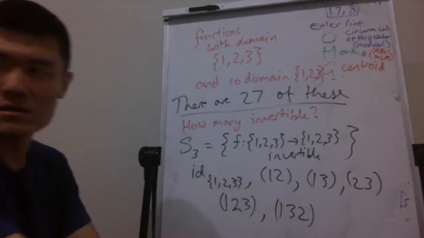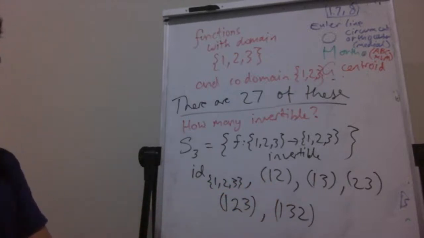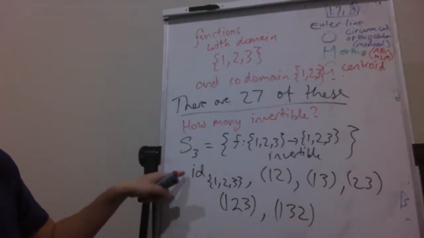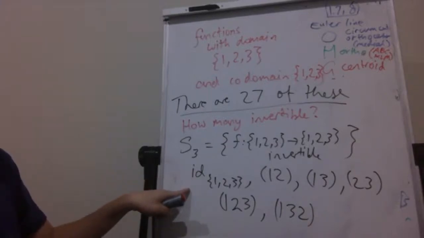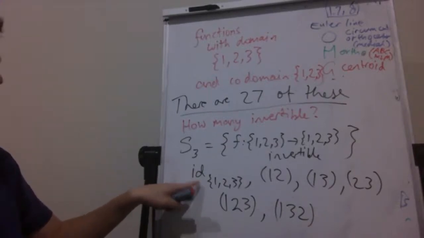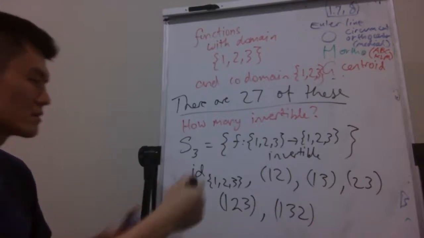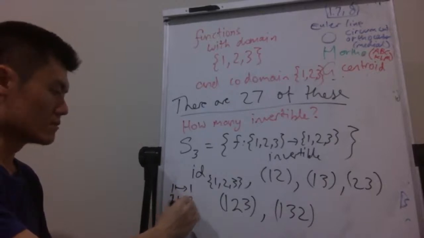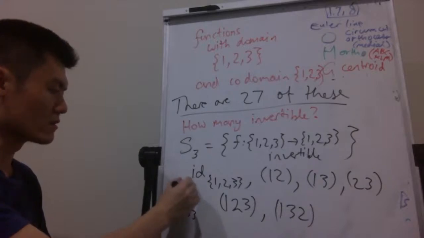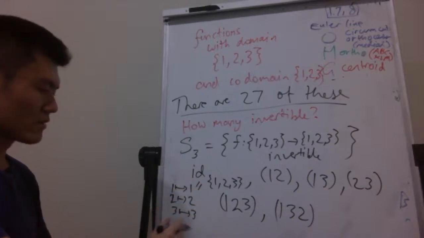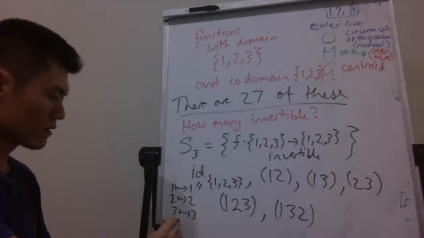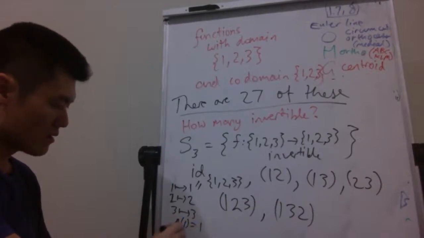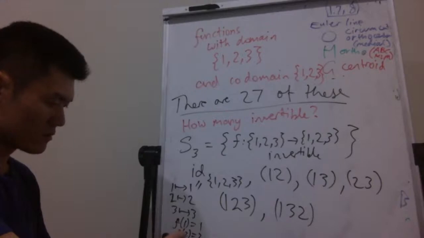So the first one's when you fix all of them. The next one's when you only fix some. I guess you can systematically list them by how many points are fixed, or how many cycles it takes. Let's say if you fix all the points, so the function that does this, 1 goes to 1, 2 goes to 2, 3 goes to 3. That's the identity function. So it fixes everything. You can maybe even make the notation f of 1 equals 1, f of 2 equals 2, f of 3 equals 3, right?